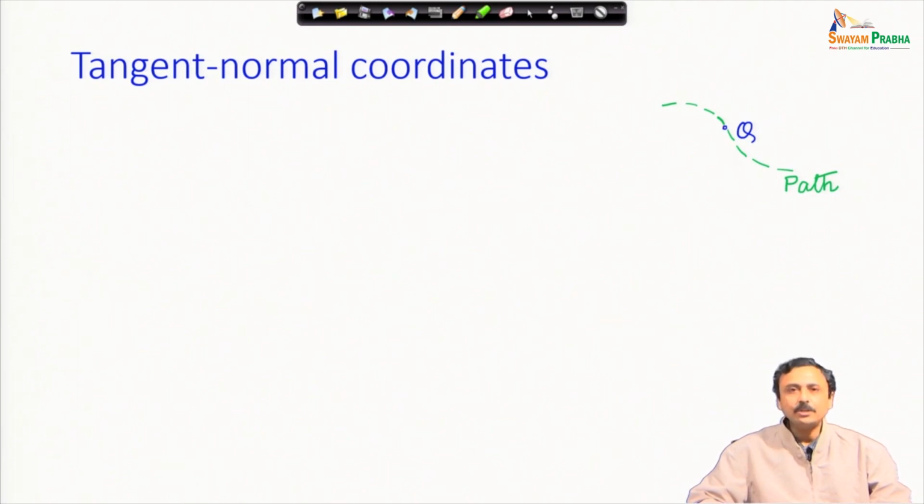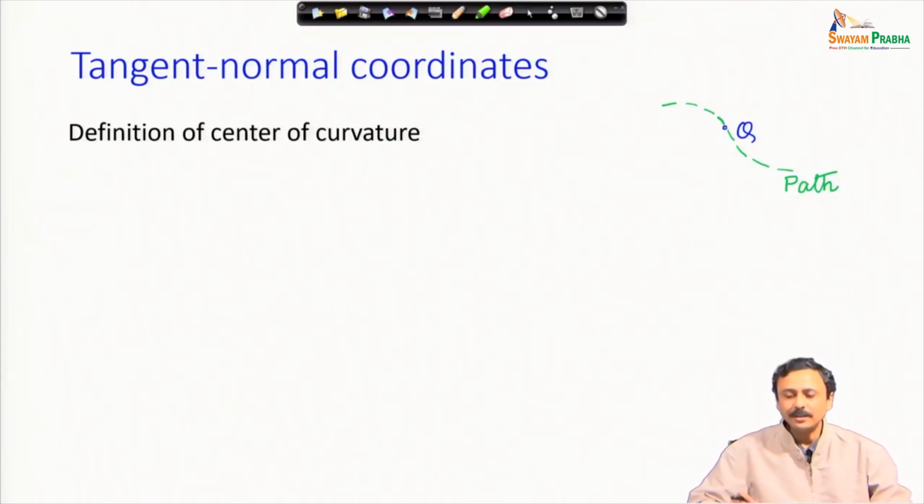Now, tangent normal coordinates, the name itself suggests that there must be something like a tangent vector and a normal vector. Suppose there is a path as I have shown here, and a particle Q is travelling on this path, and this path is in a plane. Now, I can define the center of curvature of this path at any point. How do I define the center of curvature?